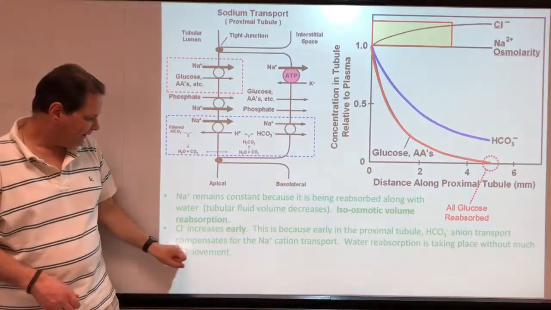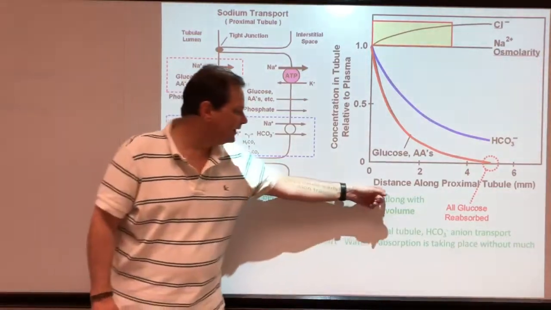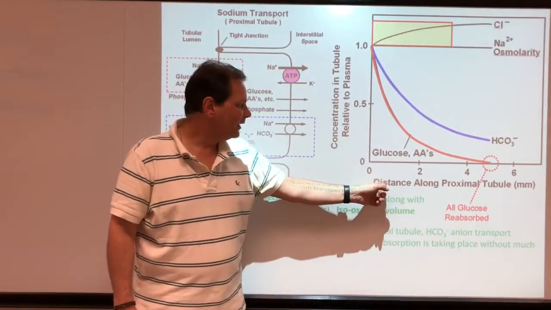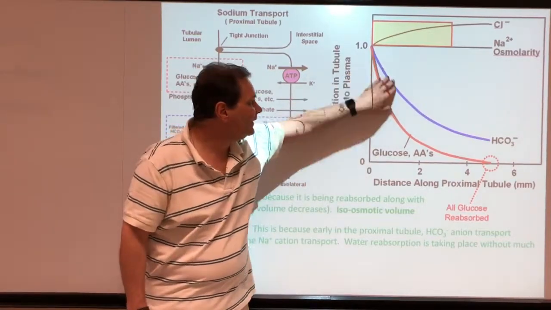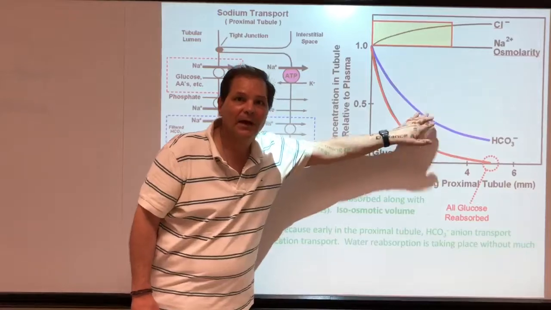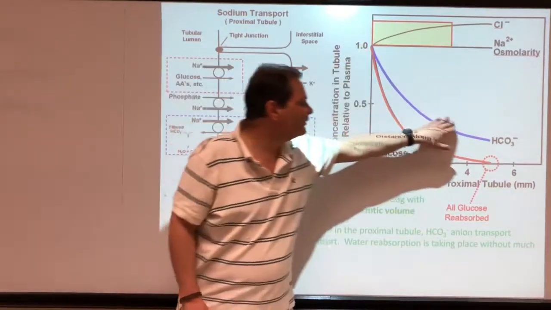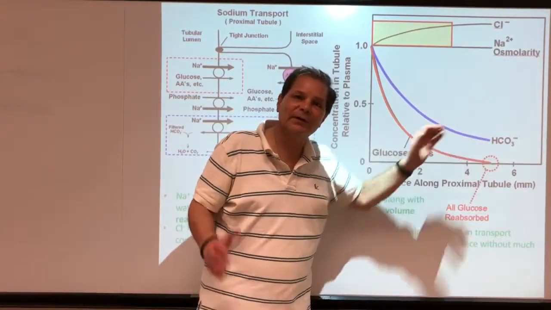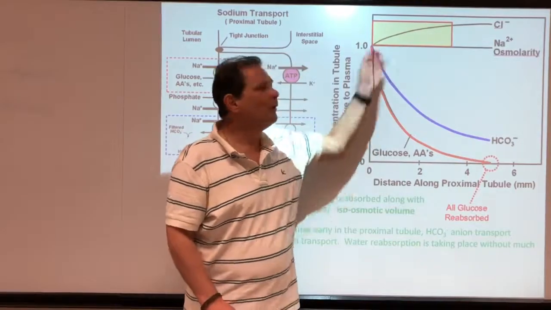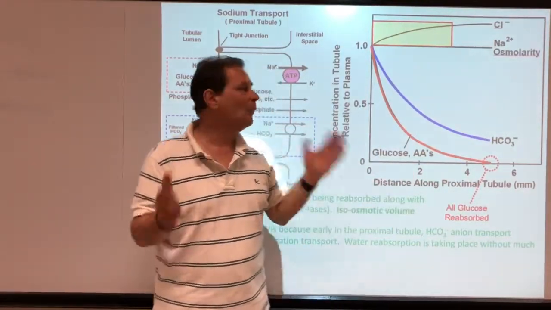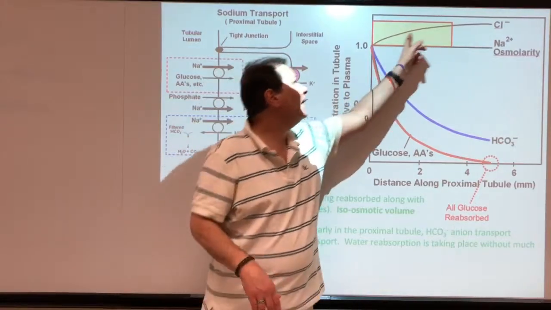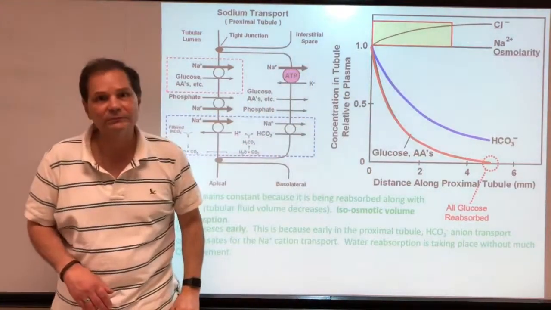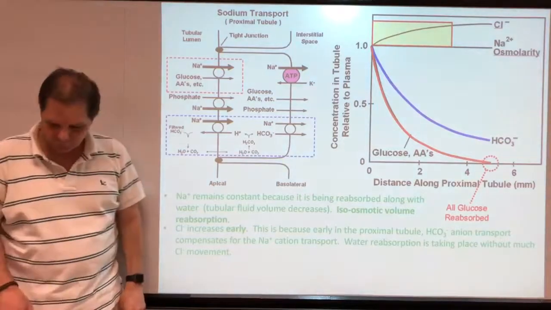Well, early in the process, early in the proximal tubule, the anion that follows sodium is bicarb, okay? So because bicarb is moving along with the sodium early in the proximal tubule, the chloride doesn't move. And so water goes out, chloride stays in the proximal tubule, and the concentration goes up, okay? All right.